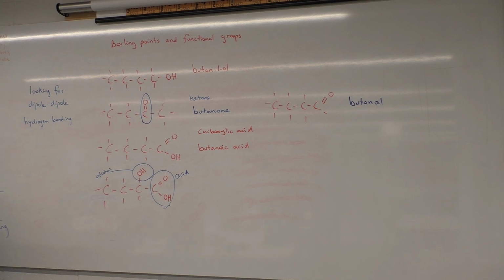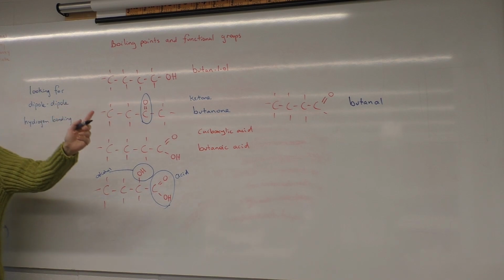Now, the way I've filled up the board already, I'm not going to be able to show the dipole-dipole or hydrogen bonding because I've only got room there for one molecule. To have dipole-dipole bonding, I need to have those dipoles on adjacent molecules attracted to each other because that's what increases the boiling point. We have to add more energy to separate the molecules. It's not breaking any of the bonds within the molecule.